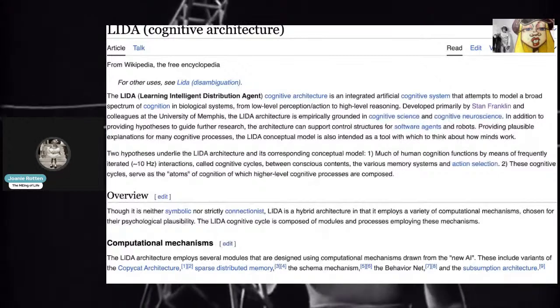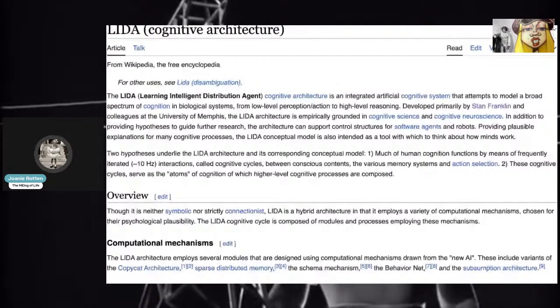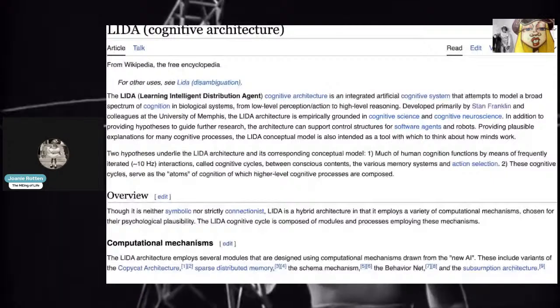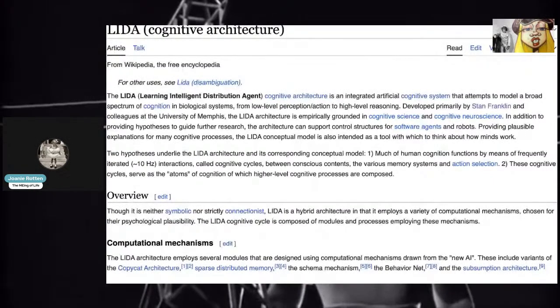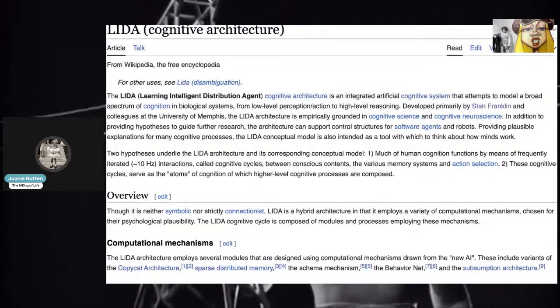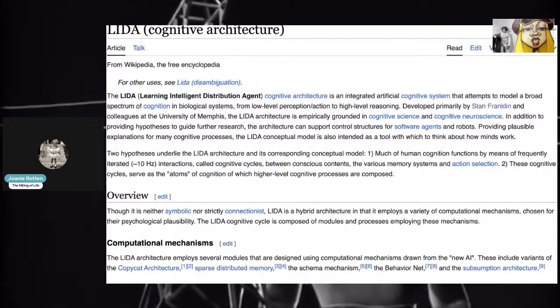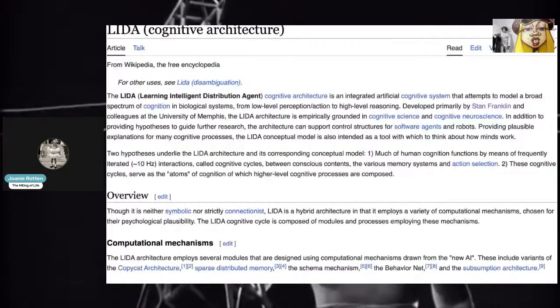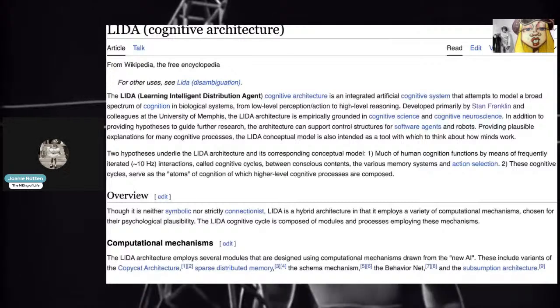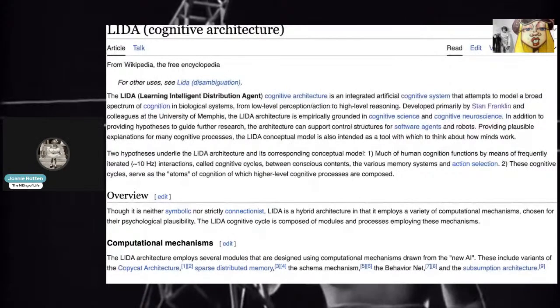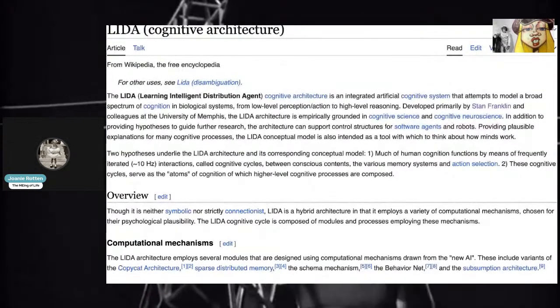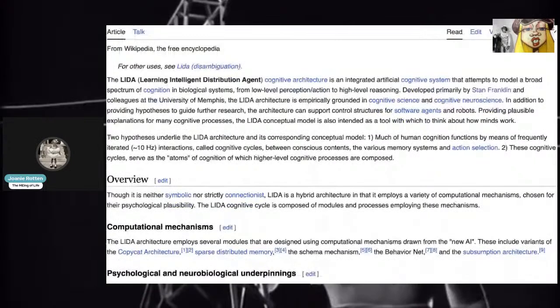Two hypotheses underlie the LIDA architecture and its corresponding conceptual model. One, much of human cognition functions by means of frequently iterated interactions, called cognitive cycles, around 10 hertz, between conscious contents, the various memory systems, and action selection. And number two, these cognitive cycles serve as the quote atoms of cognition, of which higher level cognitive processes are composed. So, the overview.